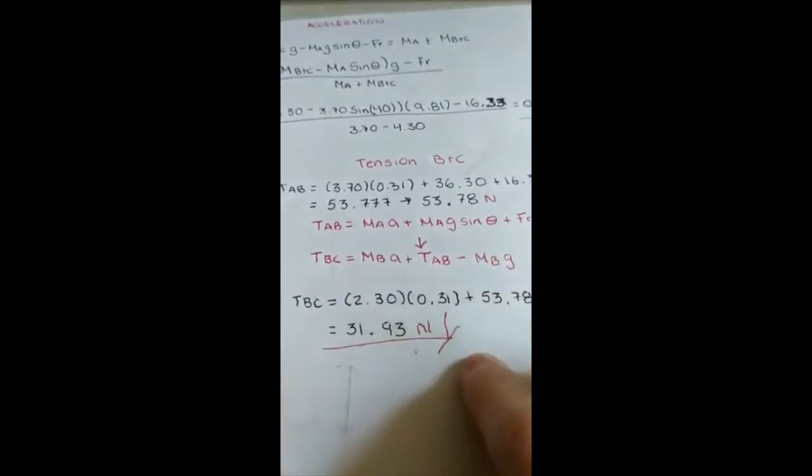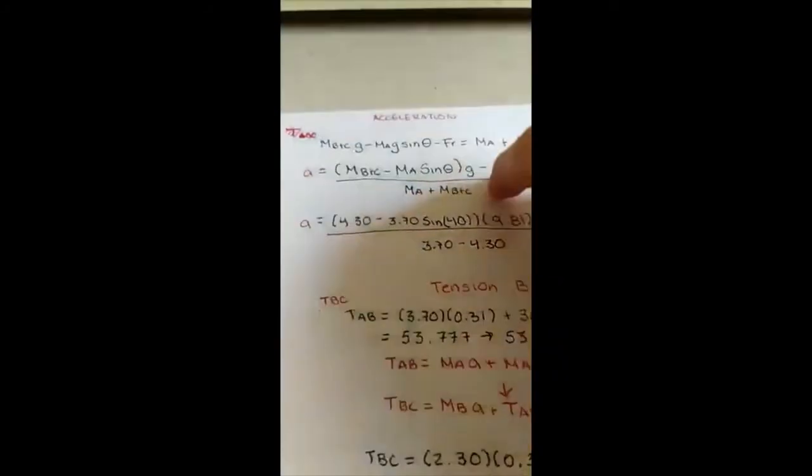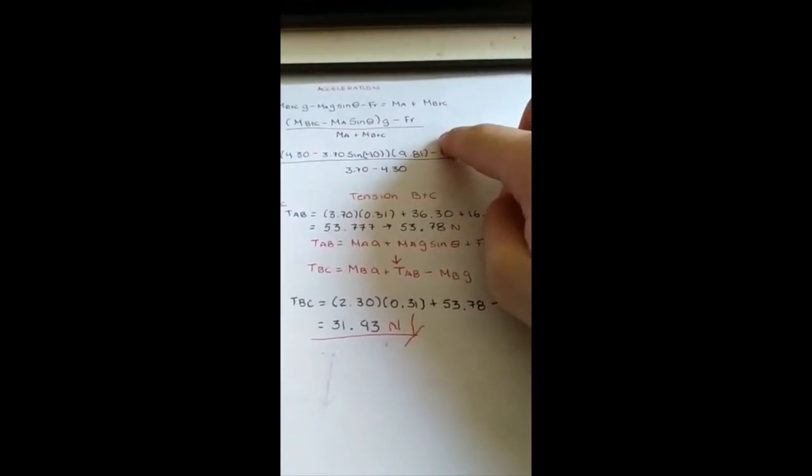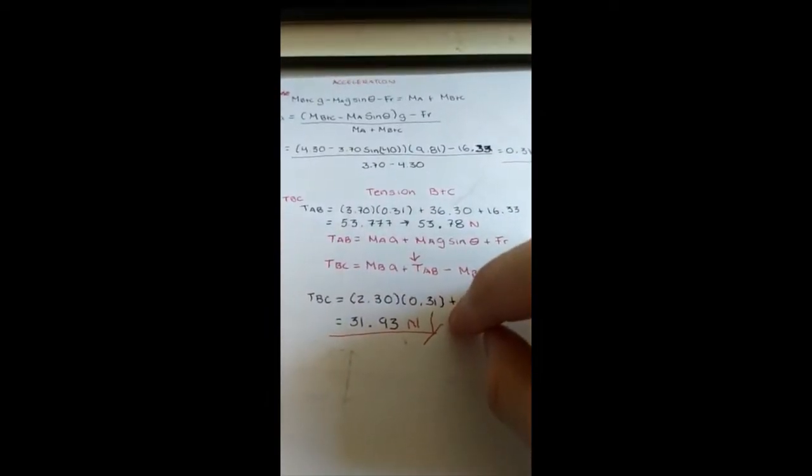That's the tension of BC and the acceleration, as the problem told us that we need to find the acceleration and the tension of the cord connecting B and C. And that's it for me.